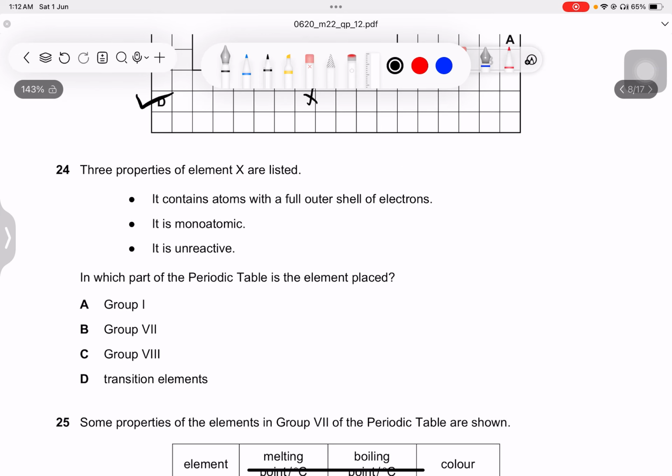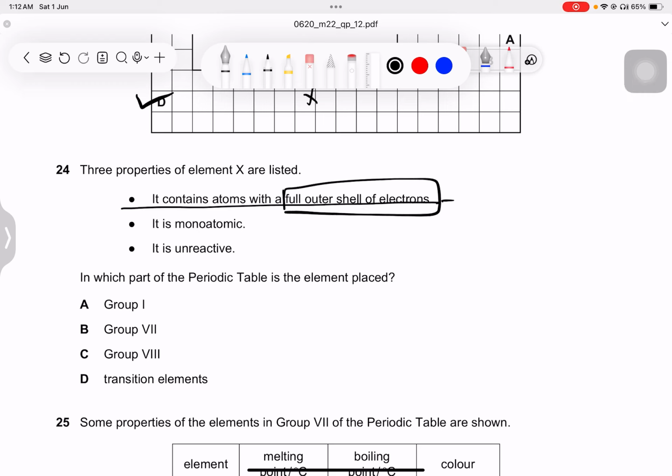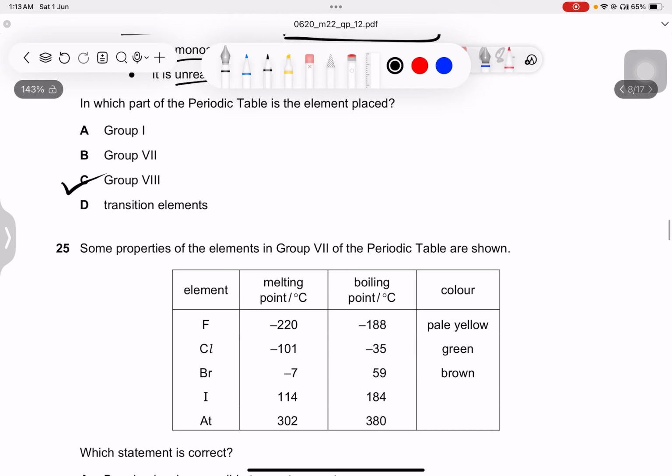Next, three properties of element X are listed, so even the first should be enough to select the answer. Full outer shell electrons means it has eight outer shell electrons, so it should be in group 8, which is option C. It is unreactive because it has a full outer shell of electrons. It is monatomic. This is a property of the noble gases, group 8.